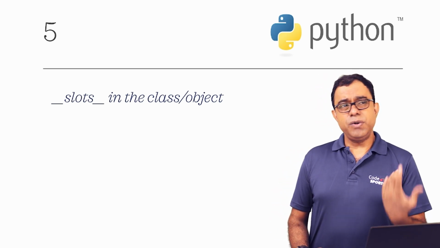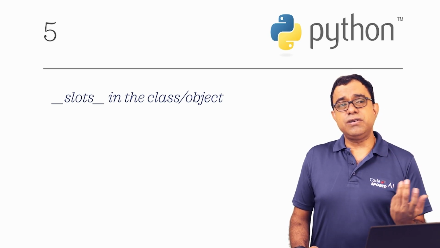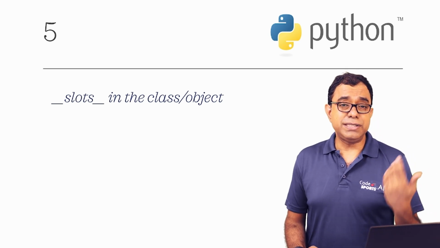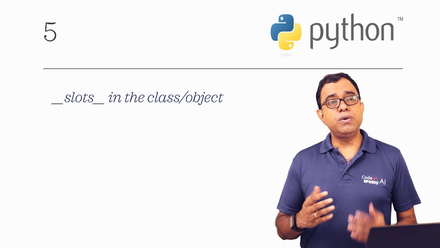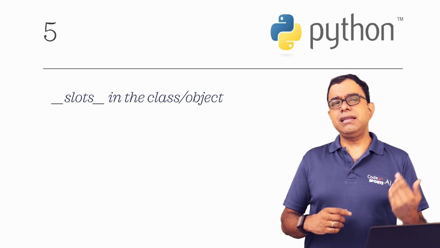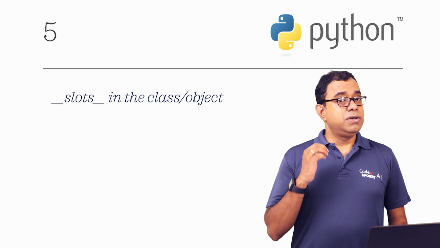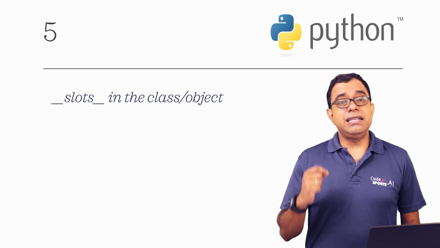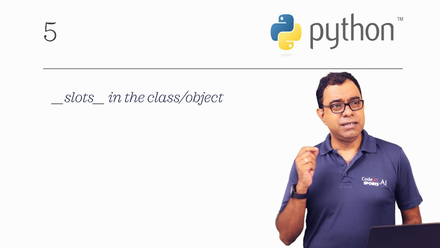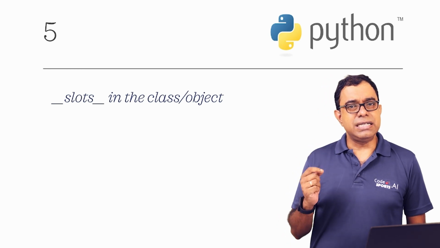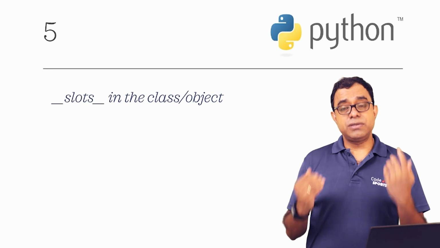So if you are writing production-grade software and memory is a concern for you, speed of execution is a concern for you, and at the same time you know the object characteristics, then it's highly likely that you may end up using slots. Now, slots behave differently in single inheritance and multiple inheritance, so pay attention to those details if you are using slots. But in a nutshell, you need to understand slots.